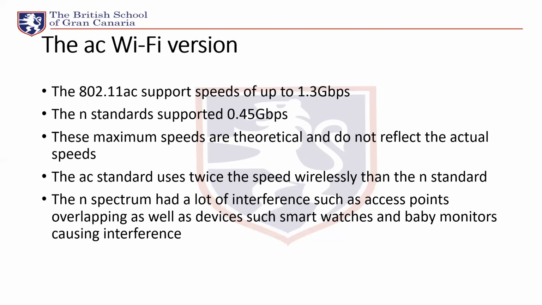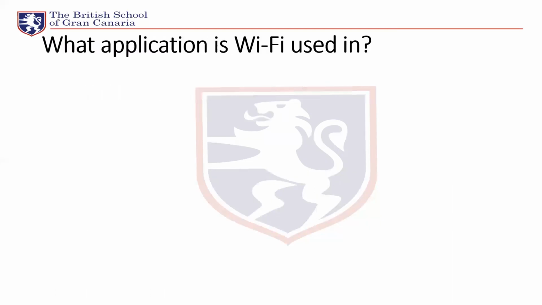Like, I don't know if you've ever been in places where you haven't been able to connect to the access points, and then there were problems with other devices such as smartwatches and baby monitors causing interference. Okay, so the AC standard has kind of stopped all that. So what is Wi-Fi used in?